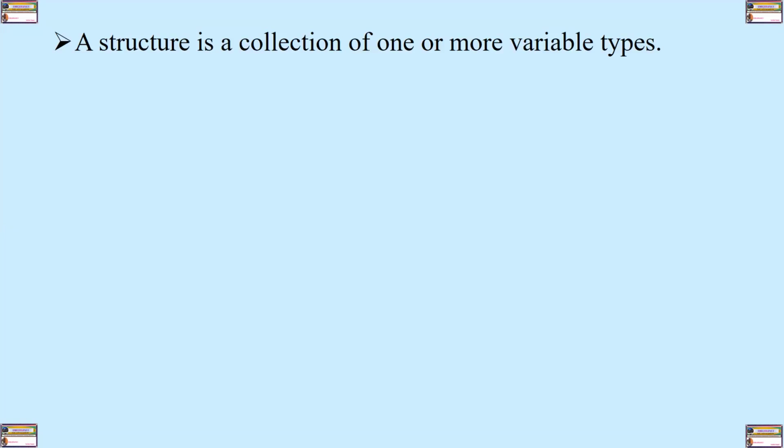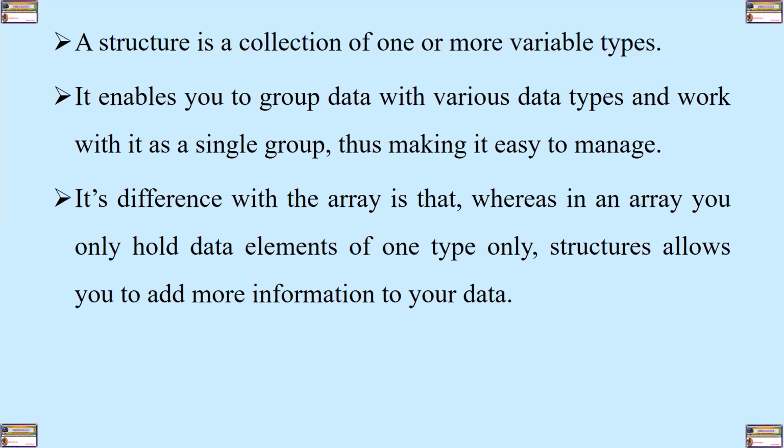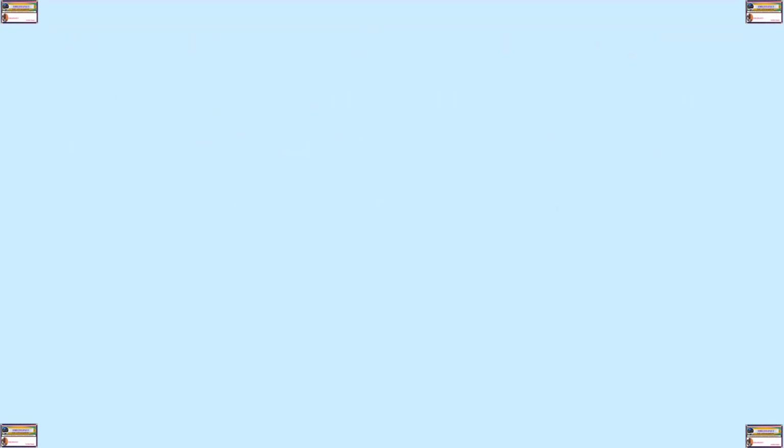A structure is a collection of one or more variable types. It enables you to group data with various data types and work with it as a single group, thus making it easy to manage. Its difference with the array that we learned previously is that whereas in an array, you only hold data elements of one type only, structures allow you to add more information to your data. Therefore, each element, which is also called a member, in a structure can be a different data type.